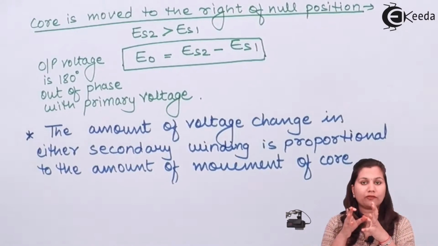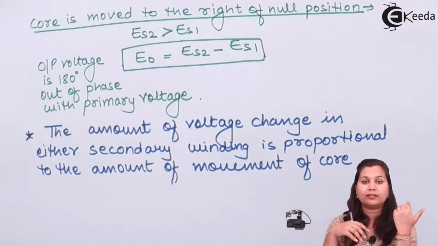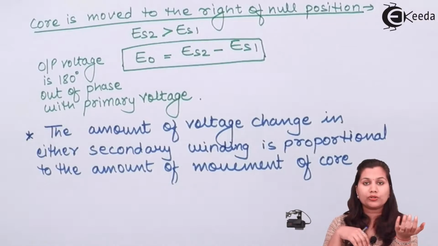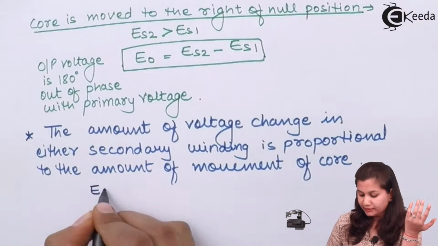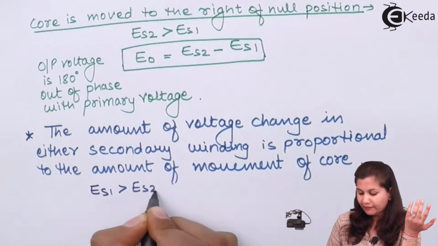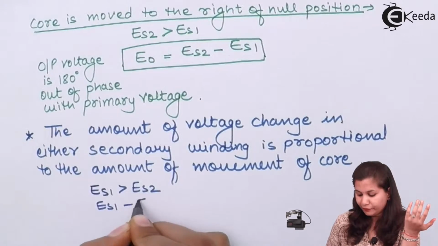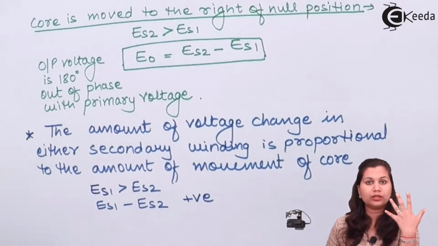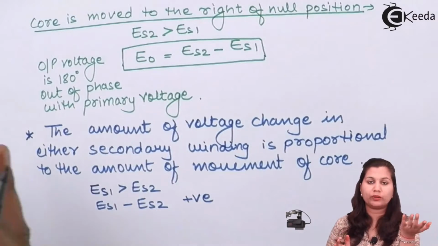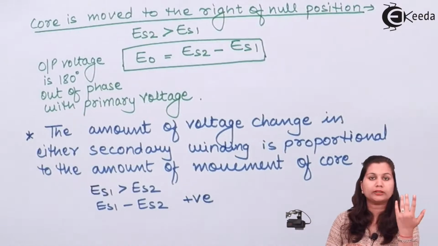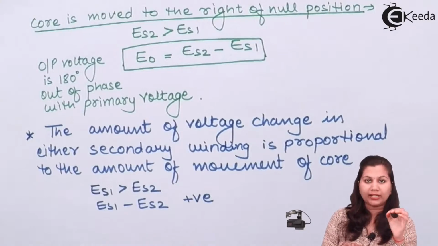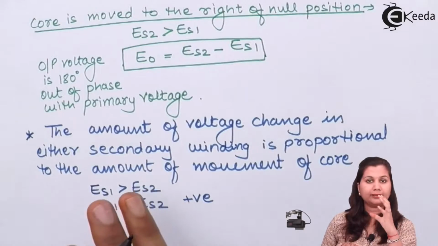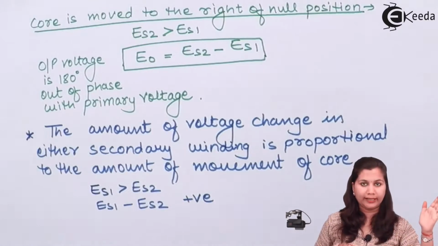When we move the soft iron core to the left side, the output voltage we get is positive, because ES1 is greater than ES2 in that case, and the output voltage is the difference of these two, so we get a positive value. And also the output voltage is in phase with the source voltage, or the primary voltage. So by checking the magnitude and phase relationship, we will know that the soft iron core is moved to the left side.